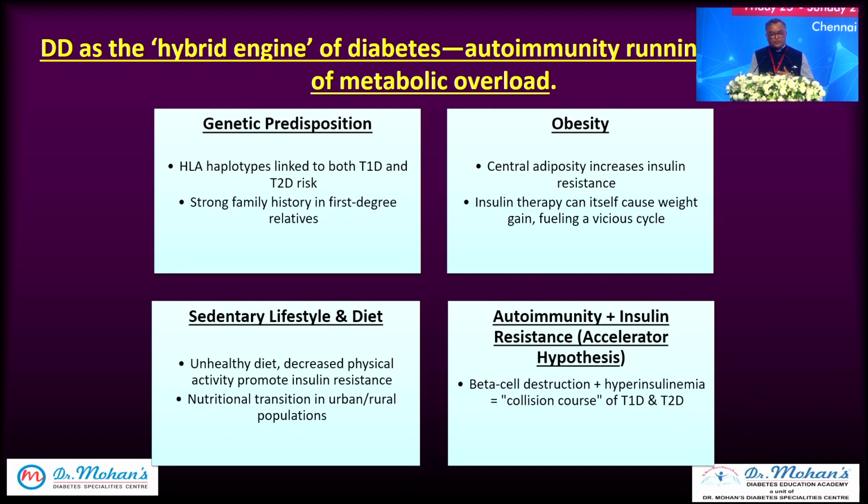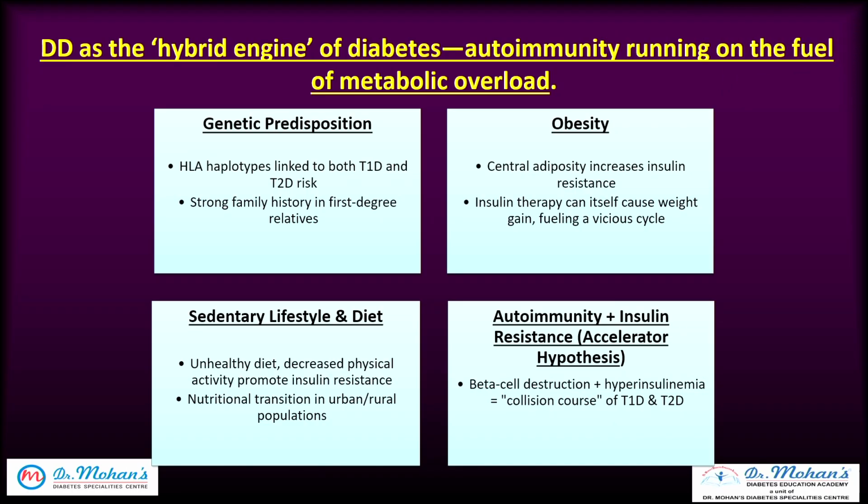So who is at risk of developing double diabetes? Genetic predisposition really plays a role. People with HLA haplotypes on chromosome 6 are at increased risk of developing both type 1 and type 2 diabetes, and they may develop double diabetes. And so are individuals with a strong family history in their first degree relatives.